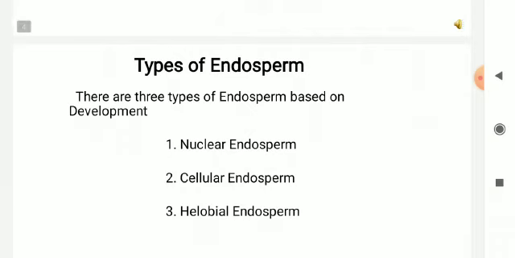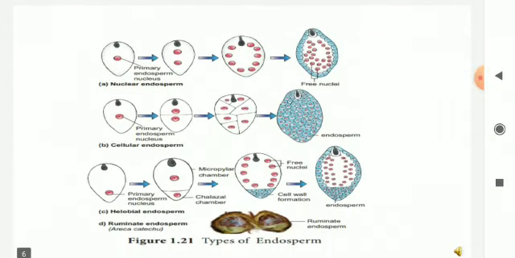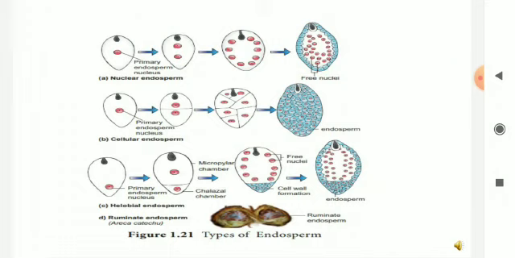Now, endosperms are classified or distinguished into three types. One is nuclear endosperm, second is cellular endosperm, third is helobial endosperm. These are classified or differentiated on the basis of their development. Now first, in case of nuclear endosperm, how does it develop? This is characterized by free nuclear division.